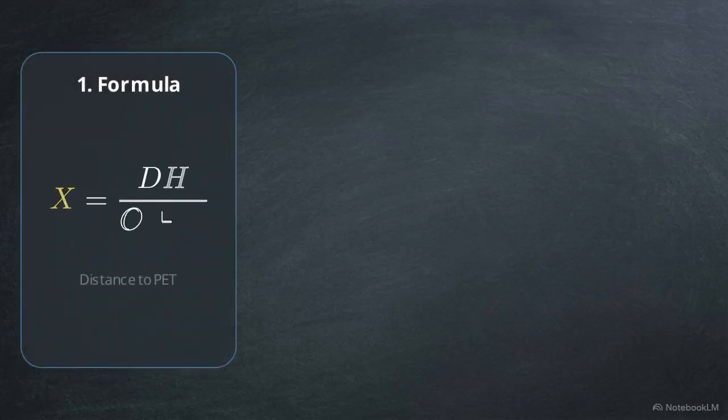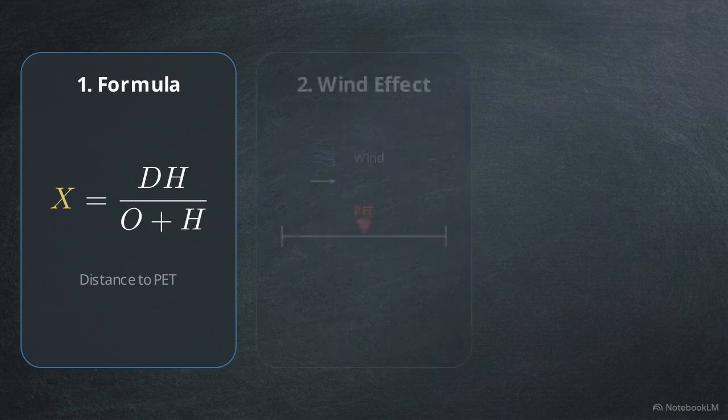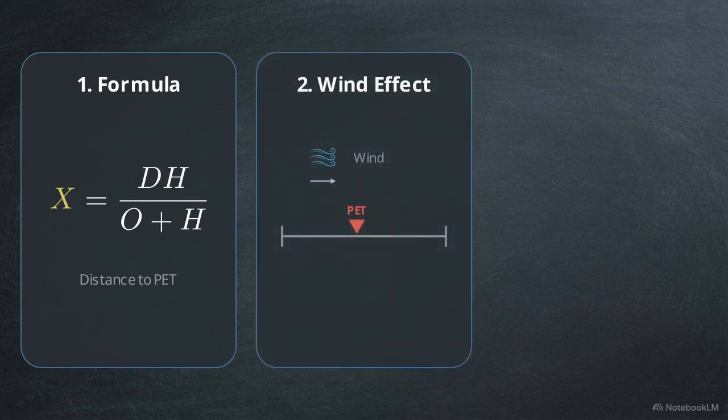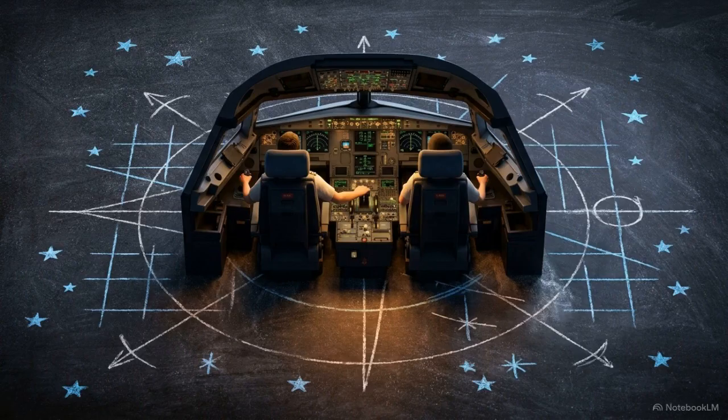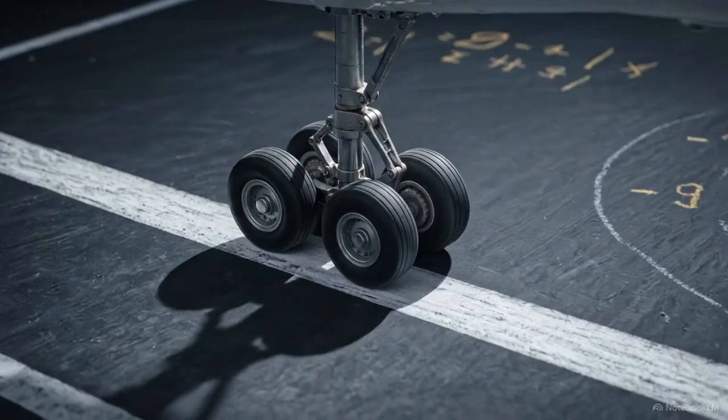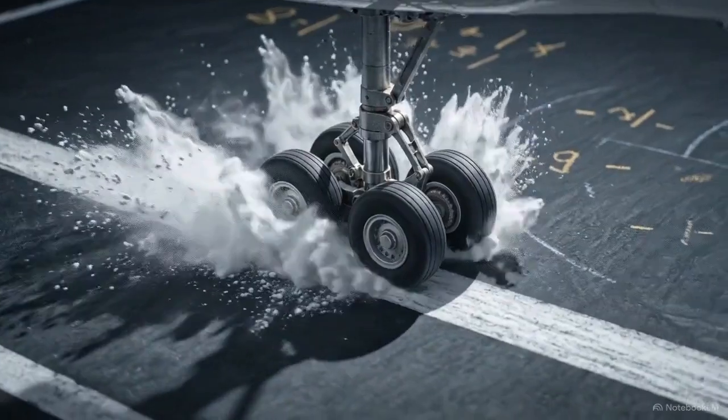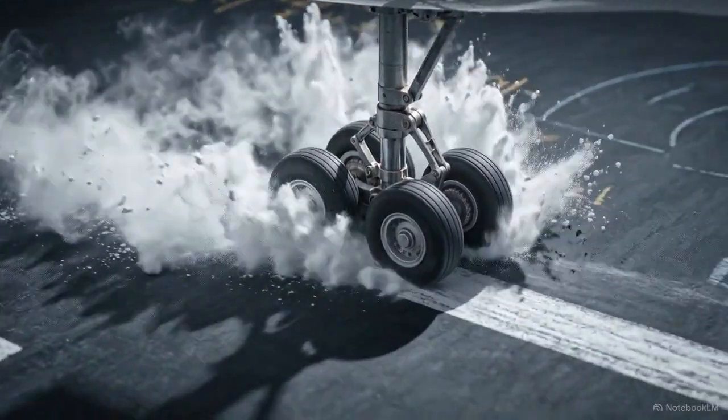Synthesizing this logic for oceanic planning, first, the formula architecture is x equals dH over O plus H. Second, the point of equal time always moves geographically into the wind. And third, always use the all-engine ground speed to determine the arrival time. Rigorously applying this math removes the need for frantic in-flight calculations. It ensures that if an engine fails halfway across the Atlantic, the decision to turn back or push on has already been made, providing a clear, pre-calculated path to the nearest runway.